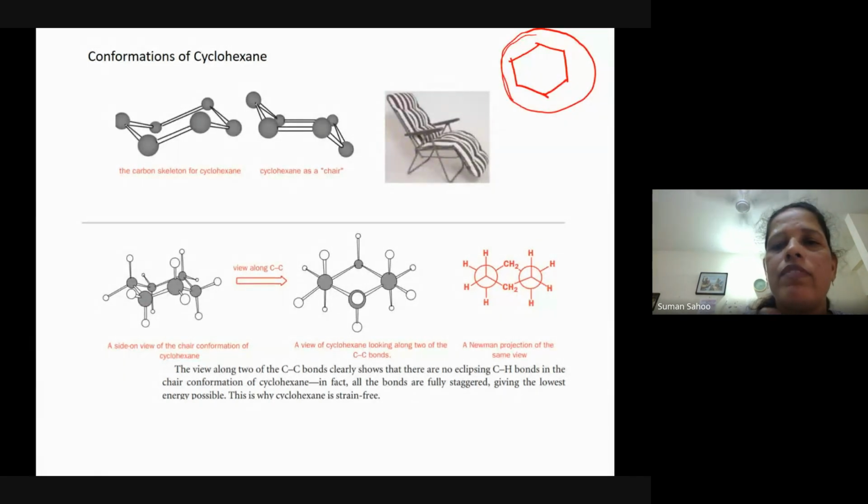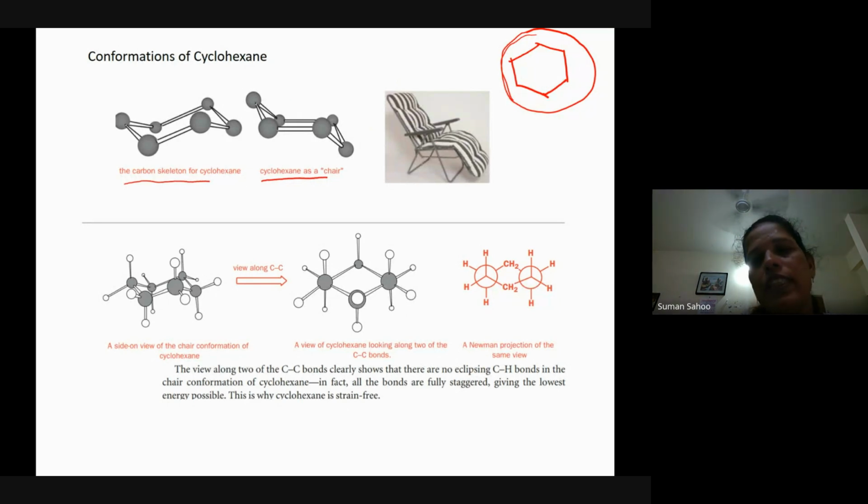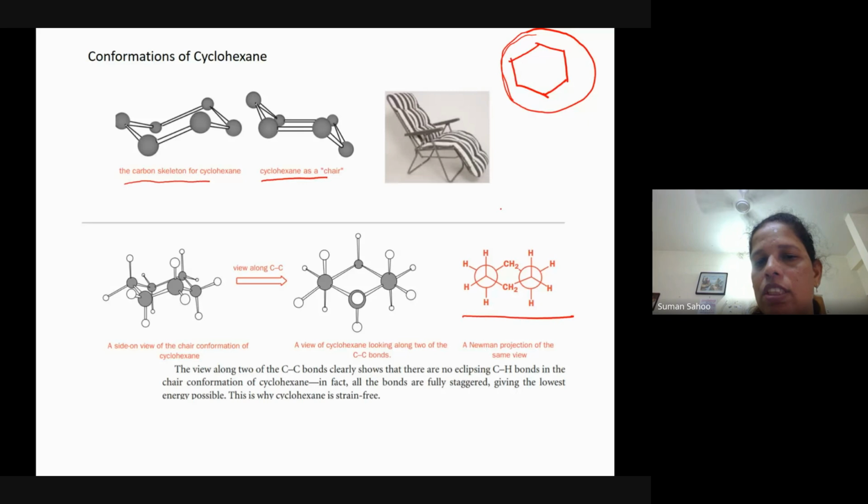Rather, it stays in a stable conformation that is known as your chair conformation. So this is the cyclohexane in a chair conformation. Why is this conformation stable? Because if you see the Newman projections, in this way all the bonds are fully staggered. They are not eclipsed. All the bonds are staggered. So this is the lowest energy possible.